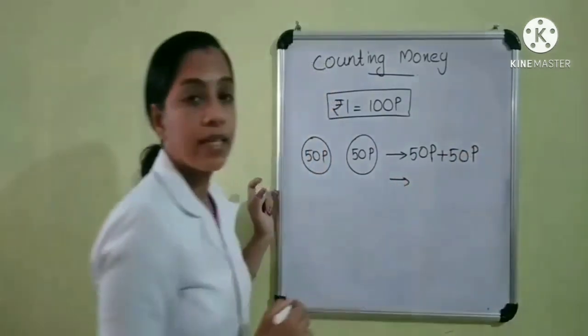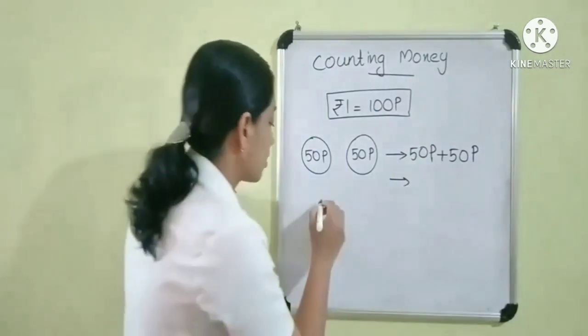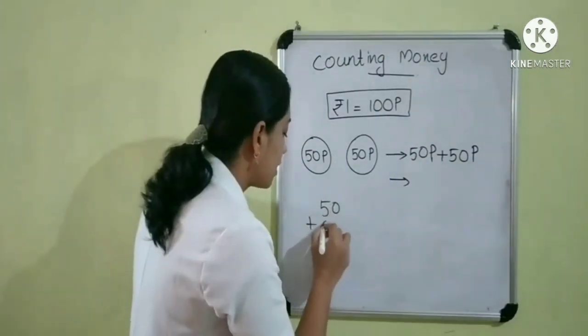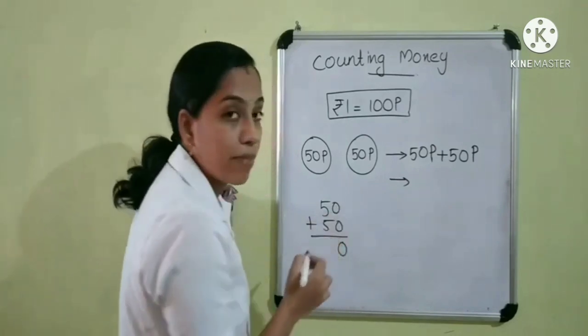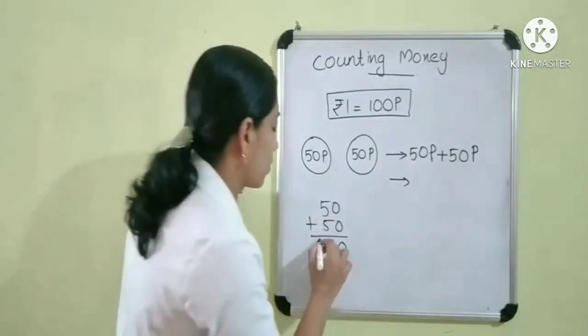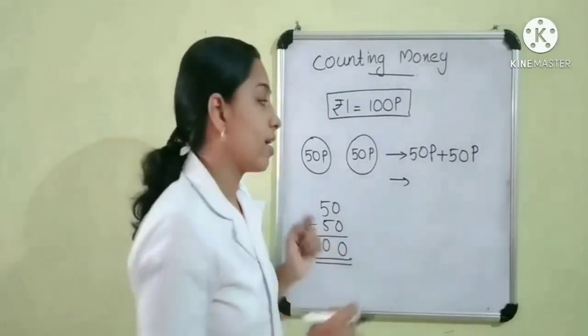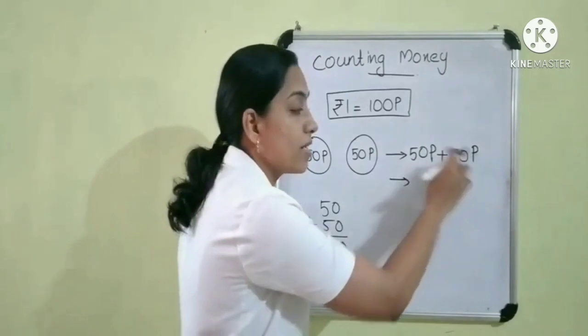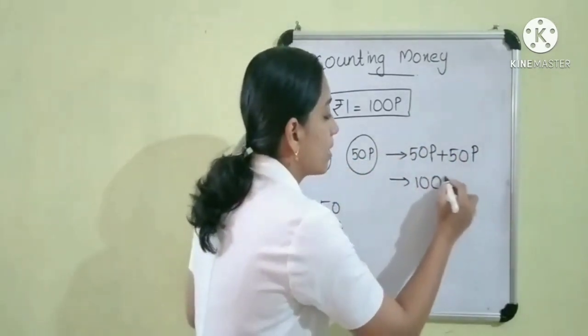What will you get? Yes, 50 plus 50. What is 50 plus 50? Let us add 50 plus 50. 0 plus 0, 0. 5 plus 5, yes, 10. So 50 plus 50, we will get 100. That is 50 paise plus 50 paise, which is equal to 100 paise.